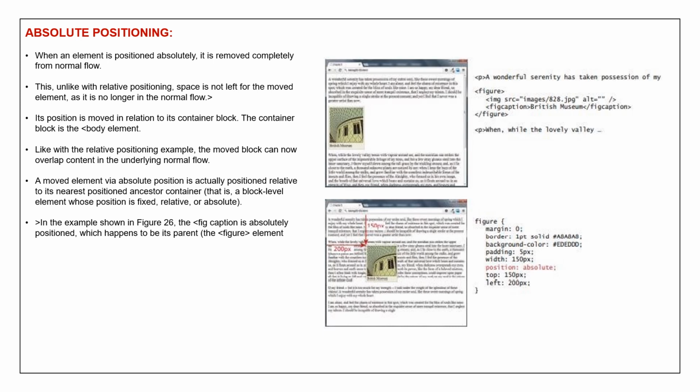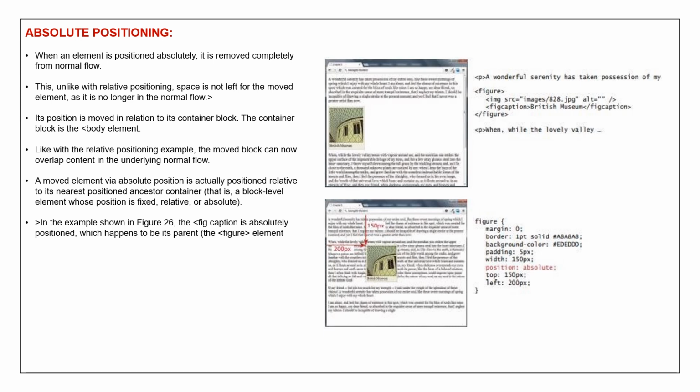A moved element via absolute position is actually positioned relative to its nearest positioned ancestor container. That is, a block level element whose position is fixed, relative, or absolute. In the example shown in the figure, the caption is absolutely positioned, relative to its parent.